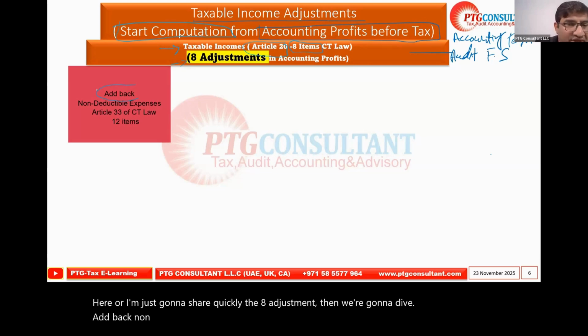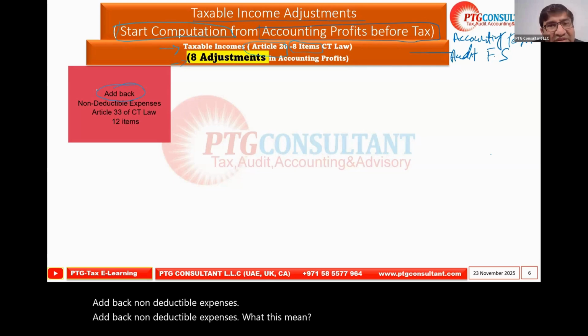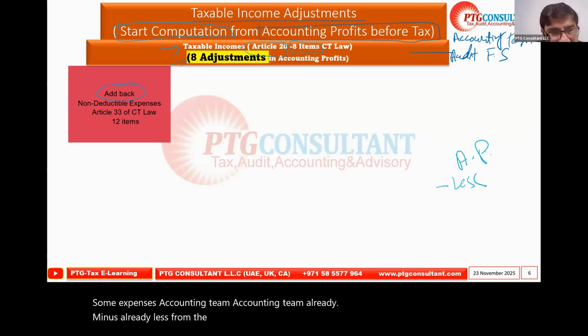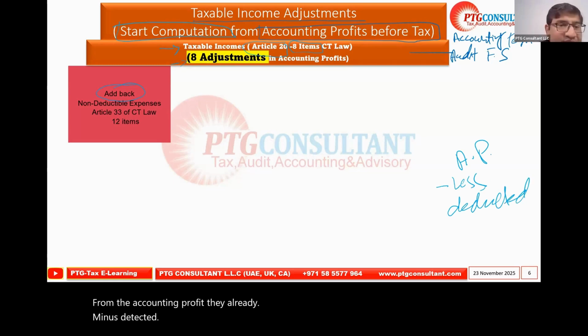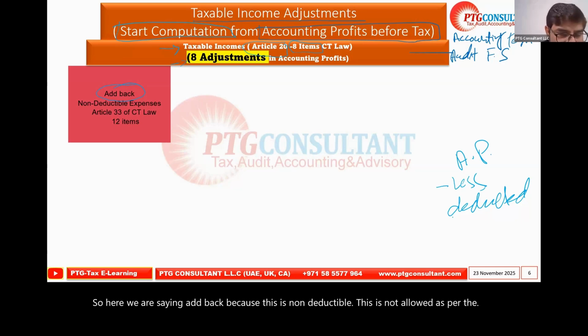Add back non-deductible expenses. What does that mean? Some expenses the accounting team already deducted from the accounting profit, minus deducted. So here we are saying add back, because this is non-deductible. This is not allowed as per Article 33 of the CT law.